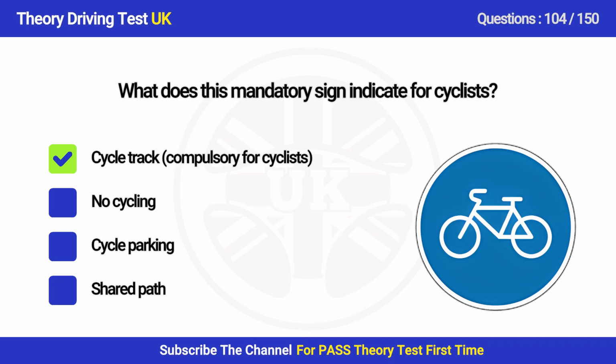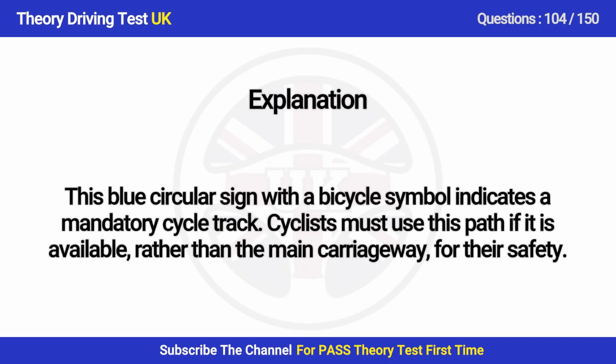Answer is A. Cycle track compulsory for cyclists. This blue circular sign with a bicycle symbol indicates a mandatory cycle track. Cyclists must use this path if it is available rather than the main carriageway for their safety.